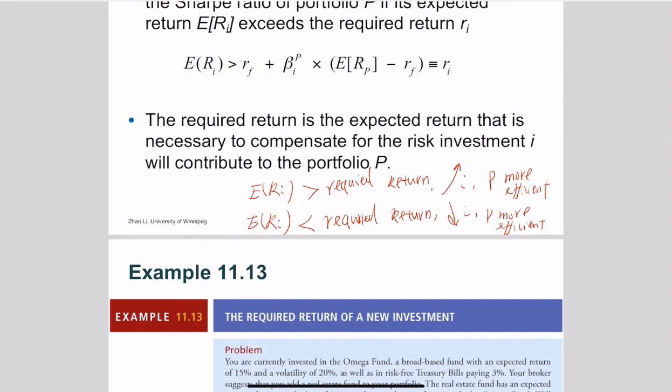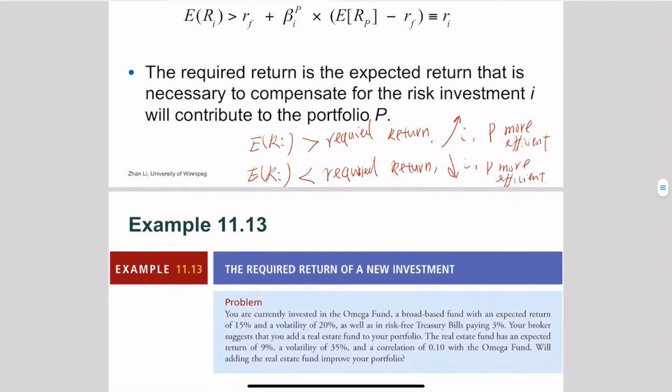More efficient. And if expected return is smaller than the required return, the required return is sort of like a cut-off value, a threshold, right? So it means that its return does not meet its threshold. In this case, it's as if it's a bad investment. So you want to reduce your money invested in this bad investment. So this would surely, clearly make your portfolio P better, right? More efficient. Okay.